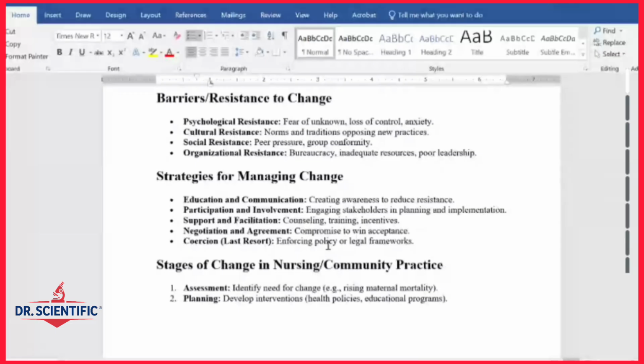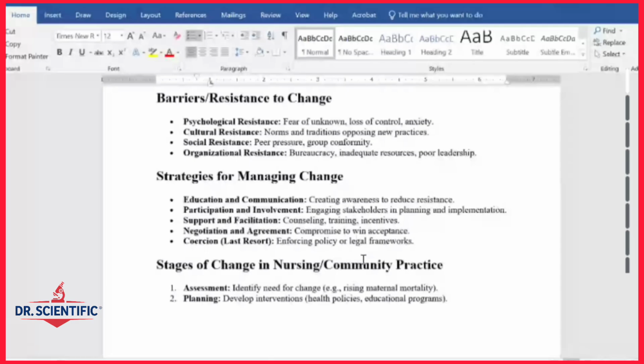So these are some of the strategies that you can use in order to overcome resistance to change. You need to create awareness, you need to involve people, you need to ensure that there is capacity building. For you to attain this change, you also need to negotiate. It is not about you coming there and imposing change on people. So we need to agree. And the last resort is coercion, just enforcing policy or legal frameworks for this particular change to occur.